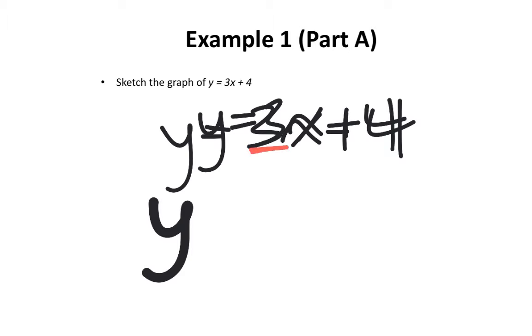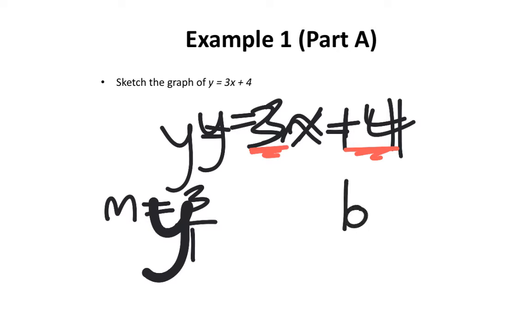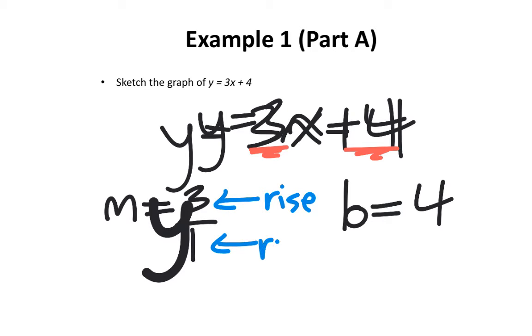The number in front of x represents slope, while the number over here represents the y-intercept. Therefore, the slope can be expressed as m is equal to 3, which is the same thing as 3 over 1, and b, which is the y-intercept, can be expressed as 4. Which means 3 is going to be the rise, and 1 is going to be the run, while a y-intercept of 4 corresponds to a coordinate of 0, 4.